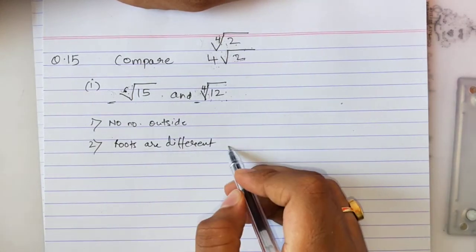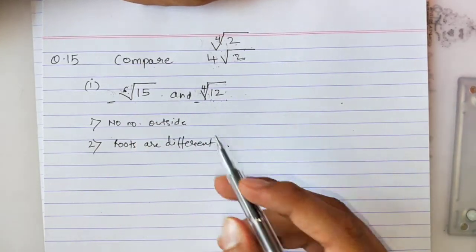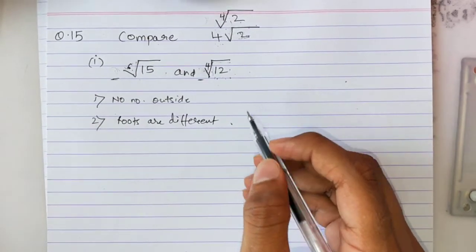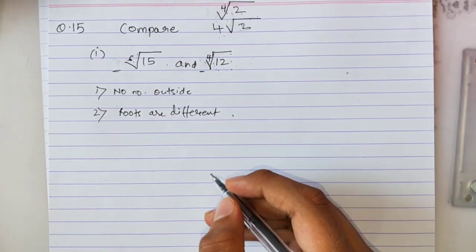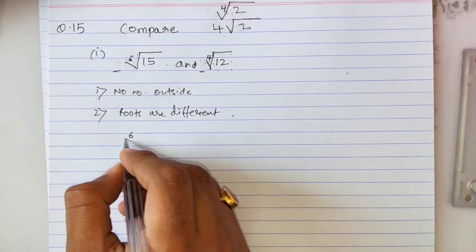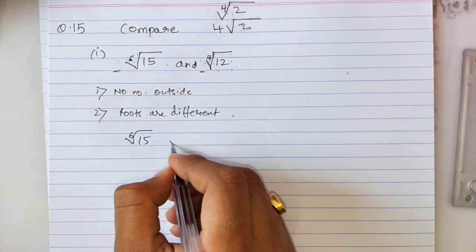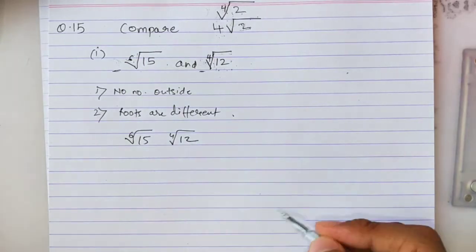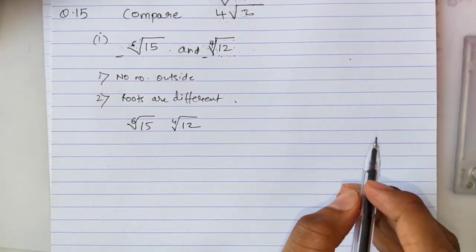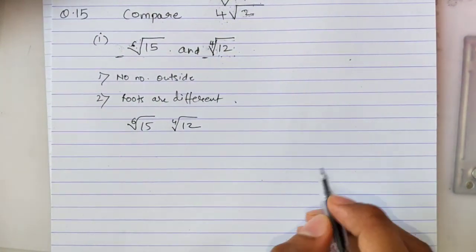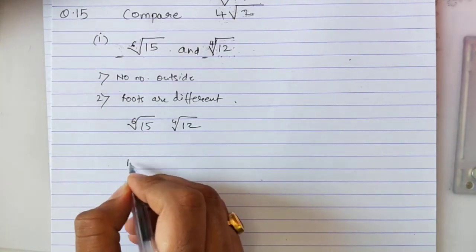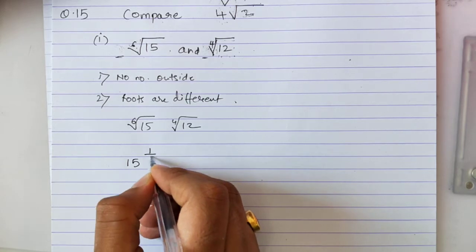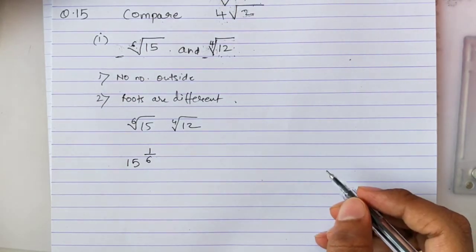So because the roots are different, we cannot directly compare them. So how to compare? To make the comparison, we'll follow a different method. Now let's see. 6th root of 15 and 4th root of 12. This is my question. See, in indices, I have explained to you that this 6th root of 15 can be written as 15 raised to 1 upon 6.